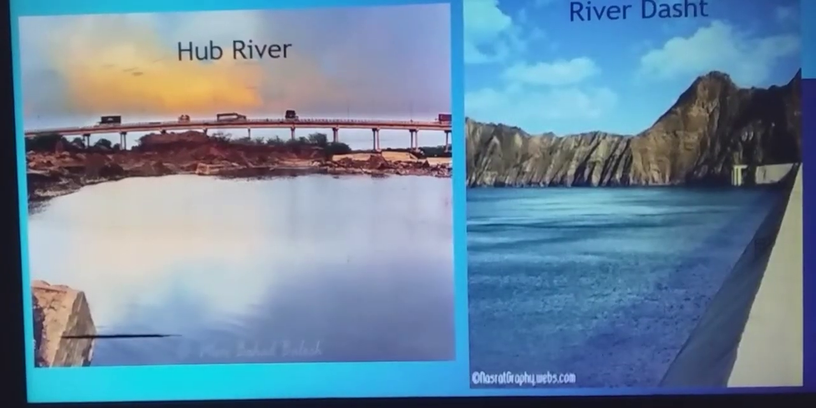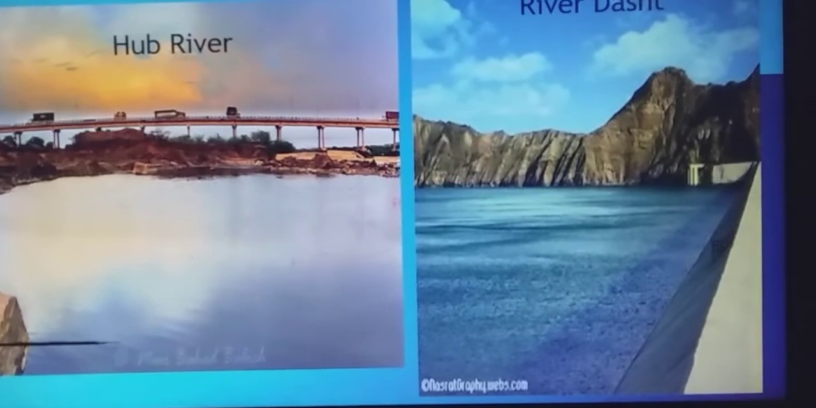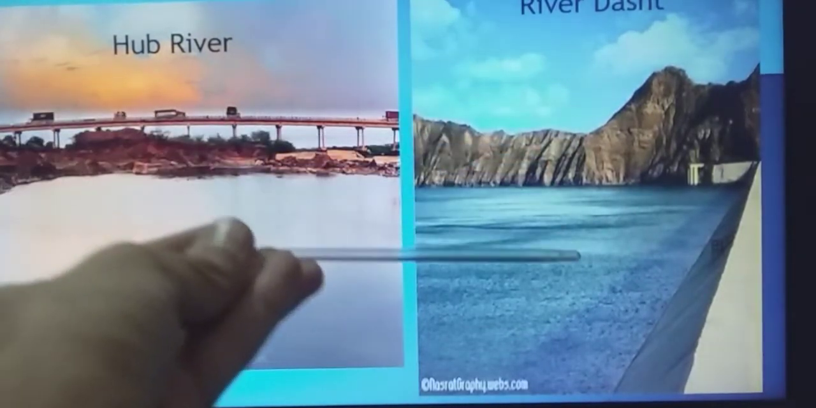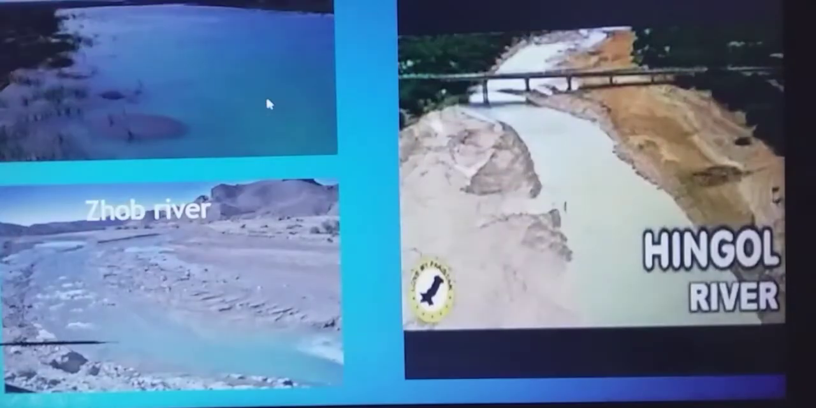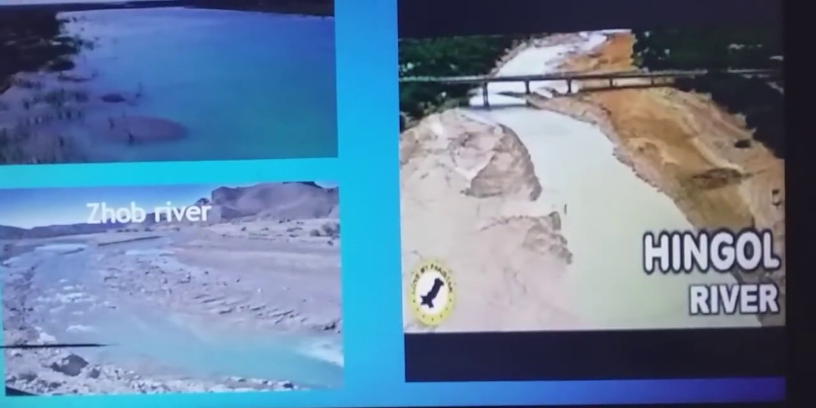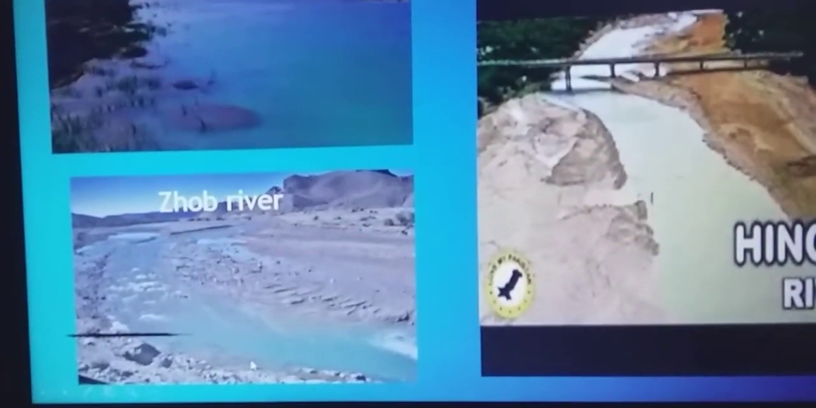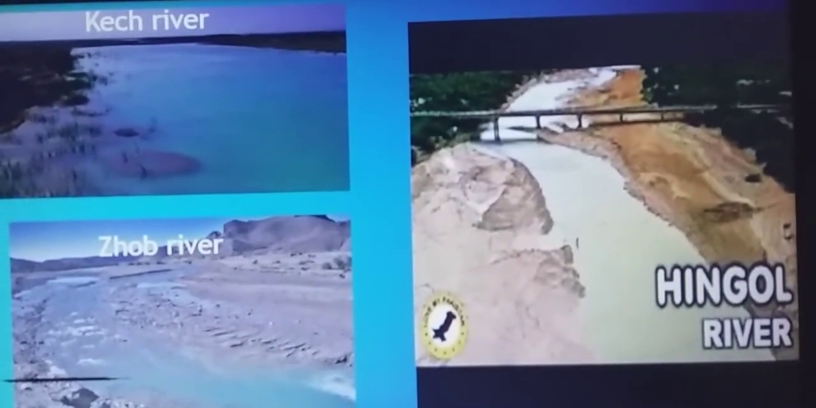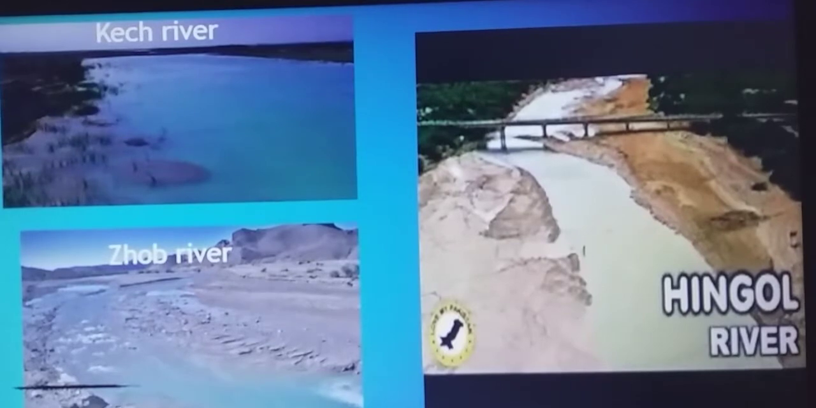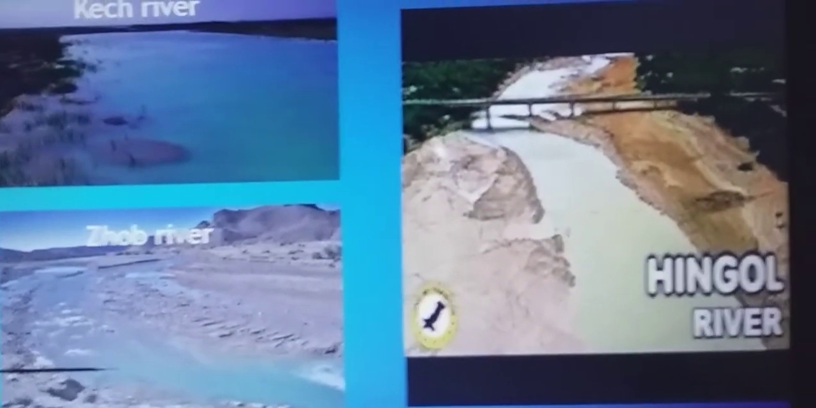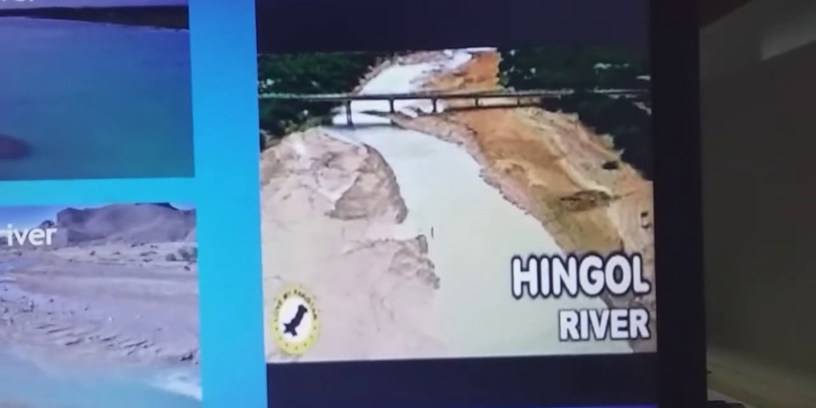Now here are certain pictures, and these pictures are just to help you attach better to the topic under discussion. So this is River Hub. This is the River Hub and the bridge that goes across it, and this is the Dasht River. And then this is the picture. I don't know if it's clear or not. I don't think I'll be able to help you see it. The top one is the Kech River, then below it is the Zob River, and then you can see Hingol, which is on the other side. See, this is Hingol.